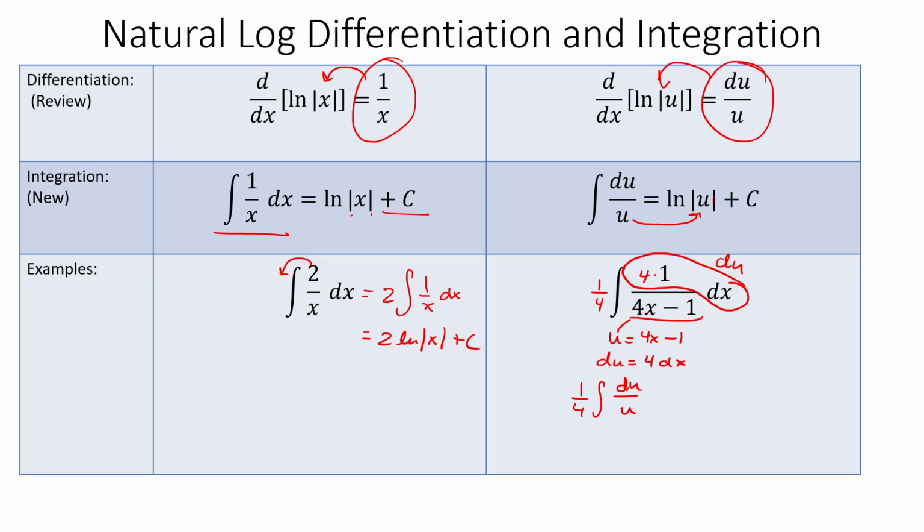It has to be 1 over u times du. It's got to be in this form. We can't have du on the bottom. That never works for us. So we get 1/4 the natural log of the absolute value of u plus c, and then we plug back in for u. So we get 1/4 the natural log of the absolute value of 4x minus 1 plus c. Sometimes we bring the 1/4 in as an exponent. We can say it's the 4th root of that.